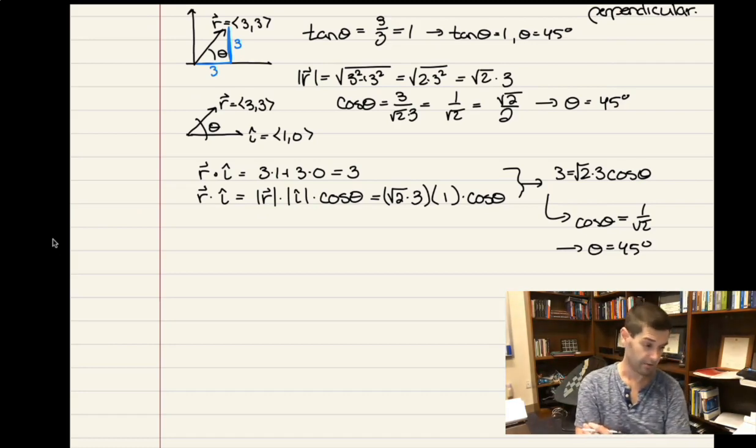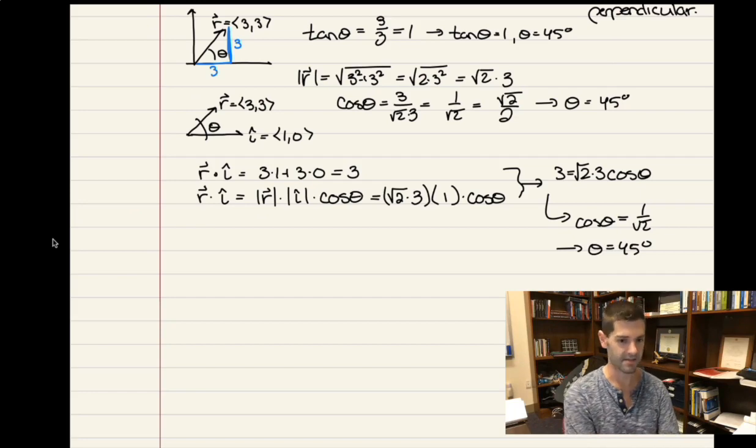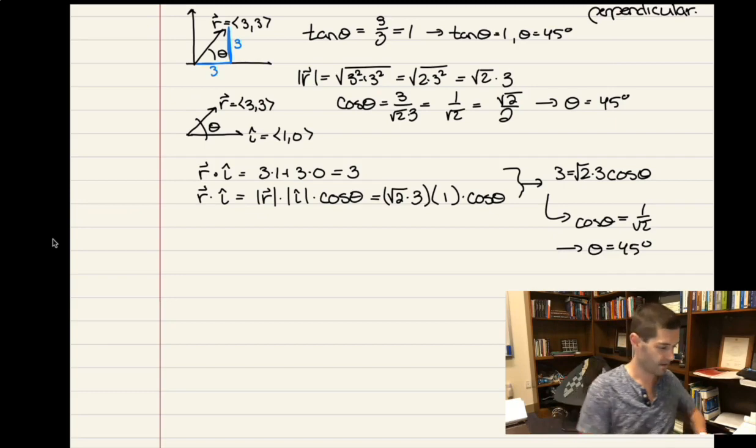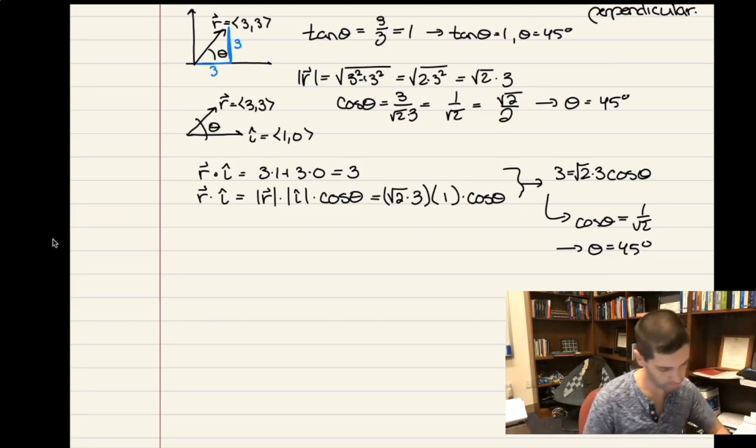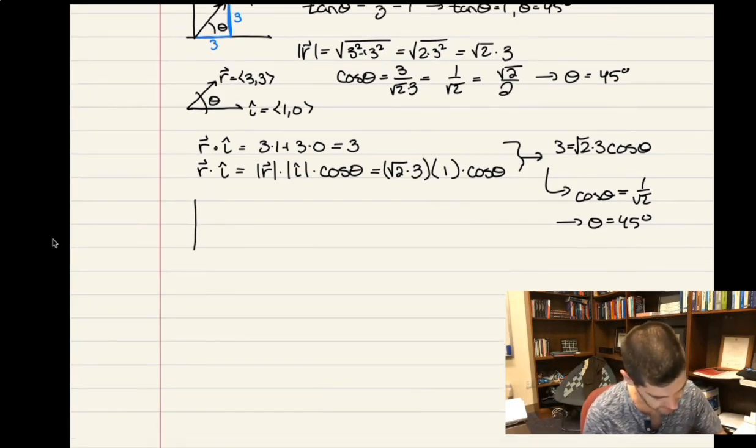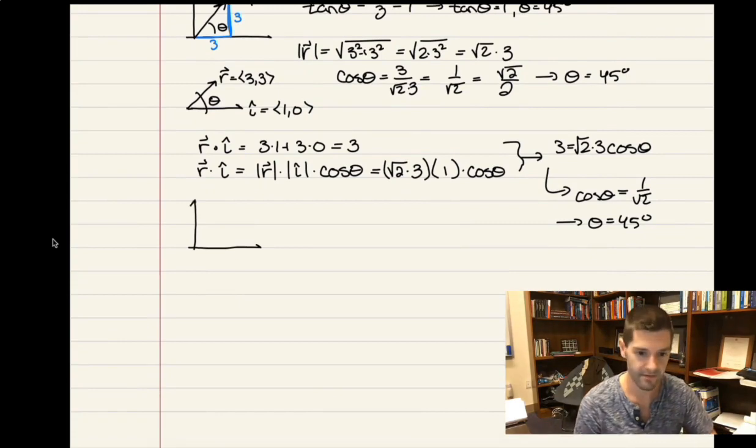That's how you could find the angle between two vectors. Give me two vectors. I'll take their dot product. I'll get a number by the computational version. I can also take their magnitudes and set that equal to the product of their magnitudes times cosine of theta. And then I could solve for theta, perhaps. This is super helpful when both vectors are not the nice axes.